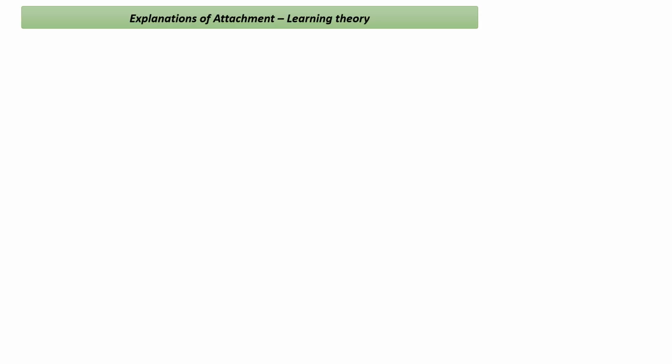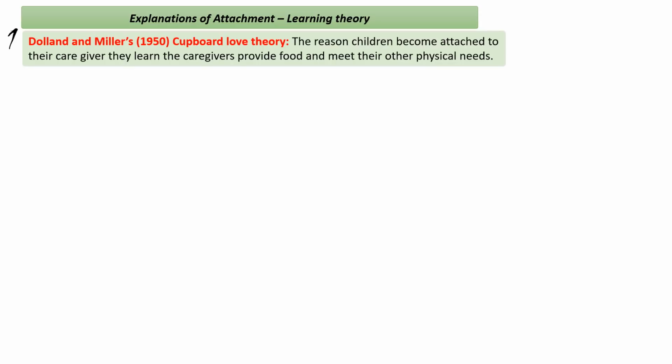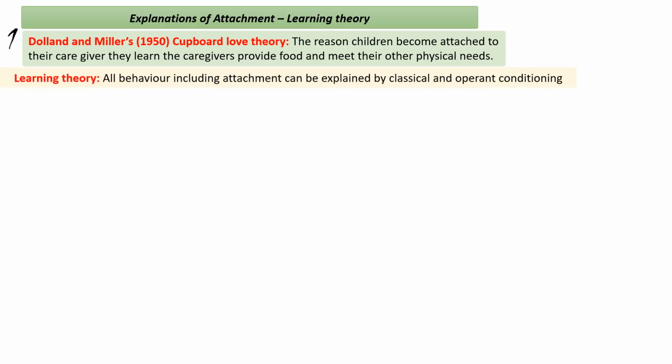So there's a term, and the term is called cupboard love. Cupboard love is a concept that we love or we're attached to our mothers for a very simple reason. She gives us food, and all that's happened is we've learned to associate our parent with the fact that when they're around they give us food and meet other basic physiological needs. This is a learning theory approach, so all behaviour, including attachment behaviours, is explained by the concepts of classical and operant conditioning.